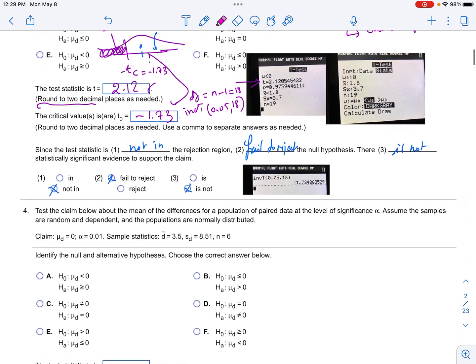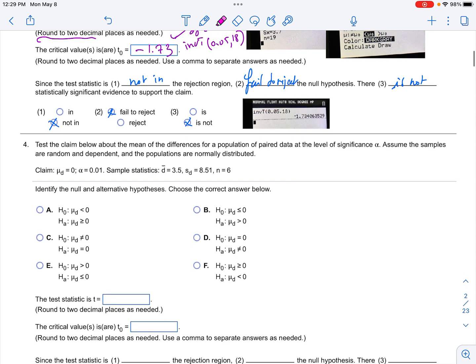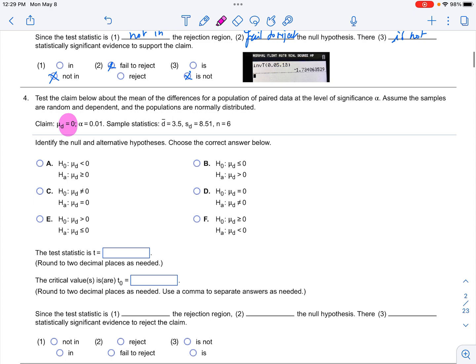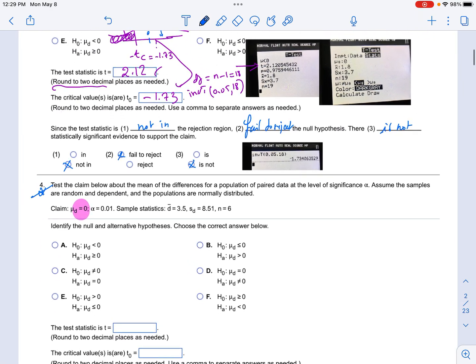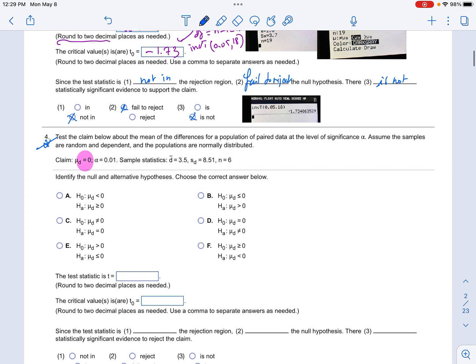If you can do 3, you can do 4. Now this is a 2-tail test, so that's the only difference. But you can do 4 on your own. The only difference is that you're going to have 2 critical values. Remember that.